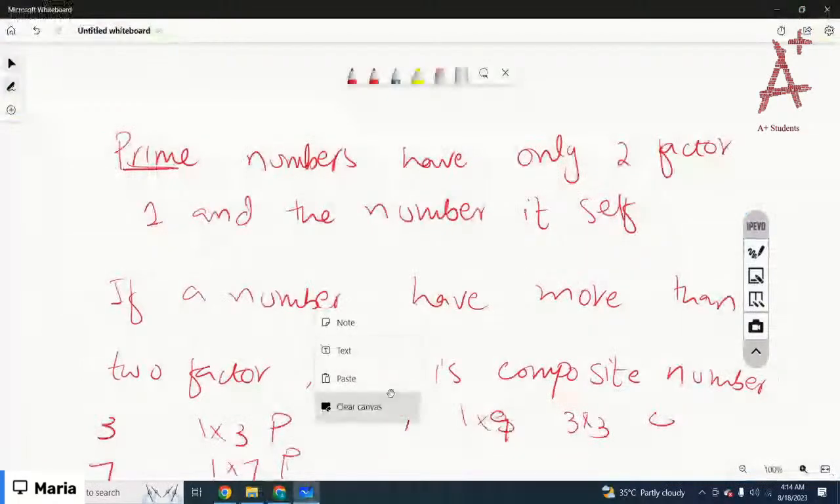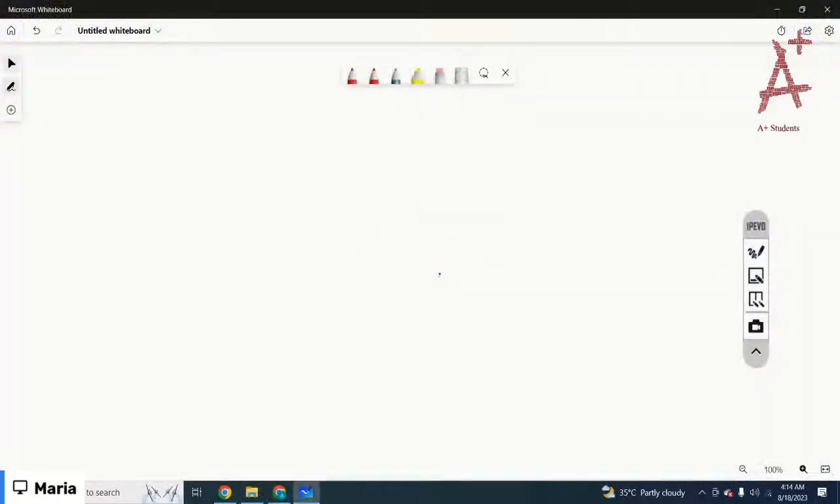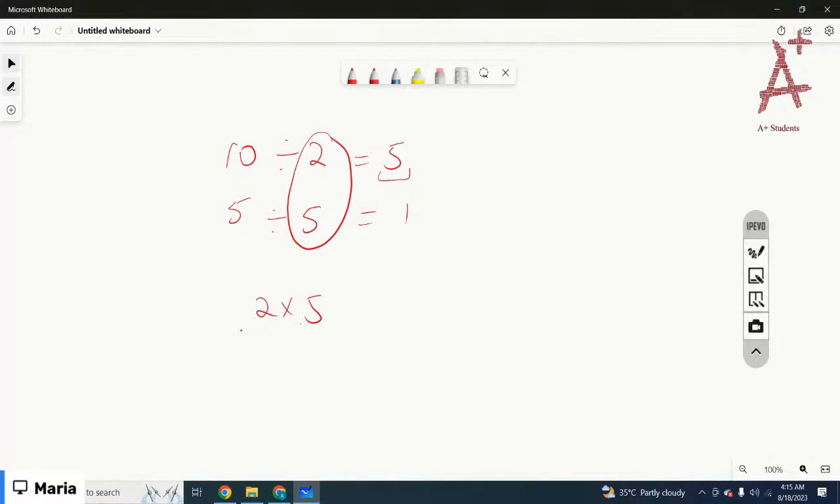You have to divide the number by the smallest prime number until you get the answer 1. Start dividing 10 by the smallest prime number. So which is the smallest prime number that can divide 10? 2. 2 is the smallest prime number, right? 10 divided by 2 is 5. Now divide this 5 by a prime number. So which prime number can divide 5? 5. 5 divided by 5 is 1. So these are the two prime factors of 10. 2 is a prime number, 5 is a prime number, right? So that is the prime factors of 10.